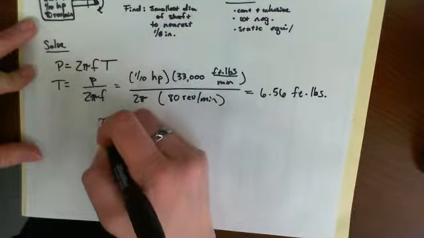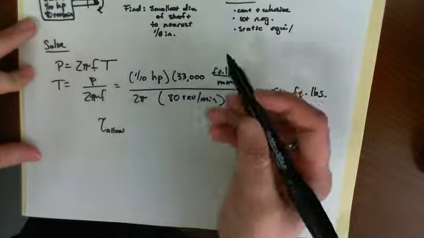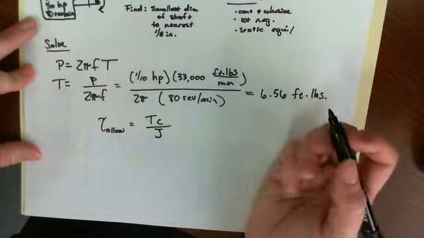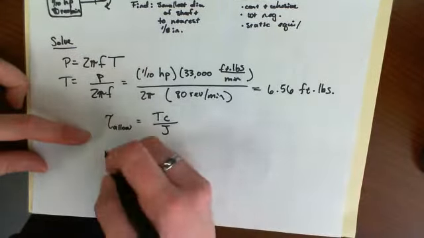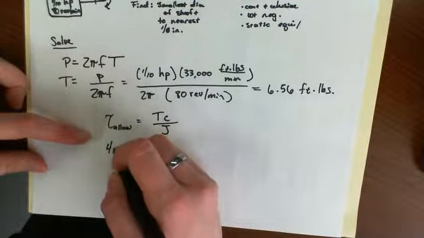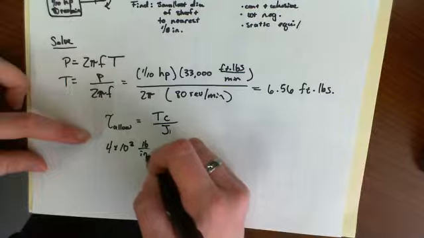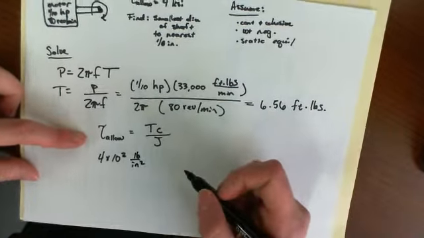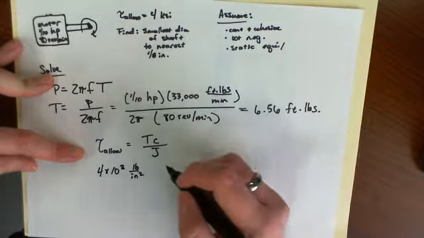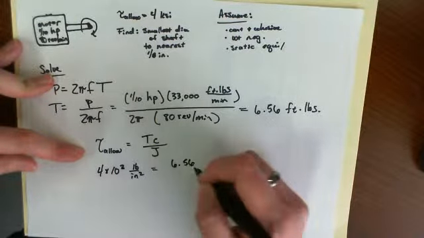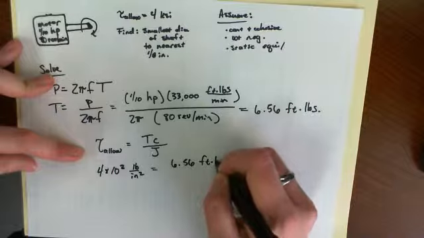Alright, so if my allowable shear stress is given to me, I know that that is equal to the torque times the radius over J. So we can put in the information we know. 4 times 10 to the third pounds per inch squared is the allowable stress that's given. And I just found my torque is 6.56 foot-pounds.